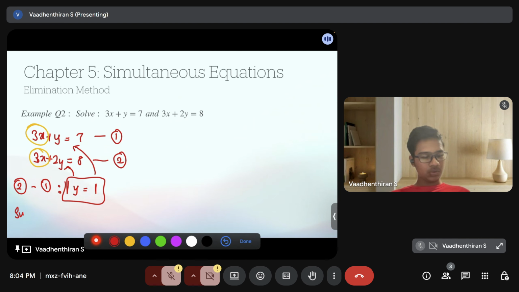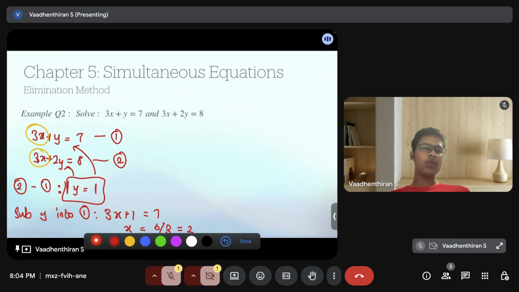So let's substitute, let's say, in 1. Substitute y into 1. What do you get? 3x plus 1 equals 7, so 3x equals 6, and x equals 6 divided by 3, which is 2. So this is the elimination method.